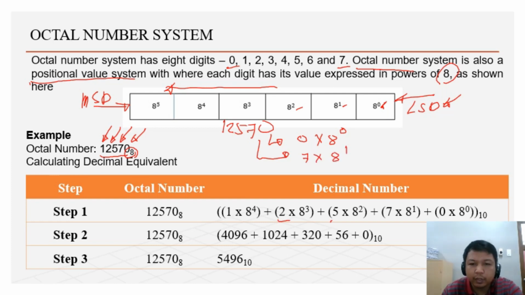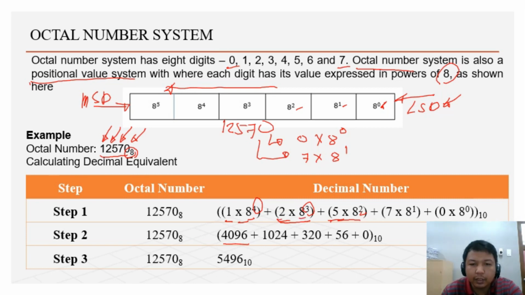And then we continue, we have 5 times 8 raised to its position, we're in 2. Then next we have 2 times 8 raised to position 3. Then 1 times 8 raised to its position 4. So we get the values. We have here 1 times 8 raised to 4, we have 1496.